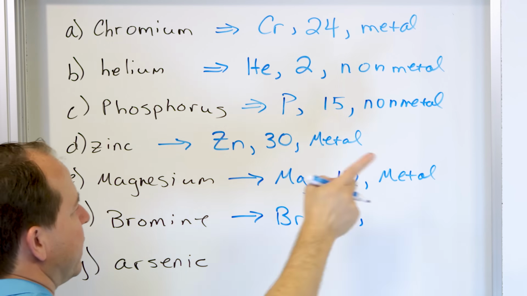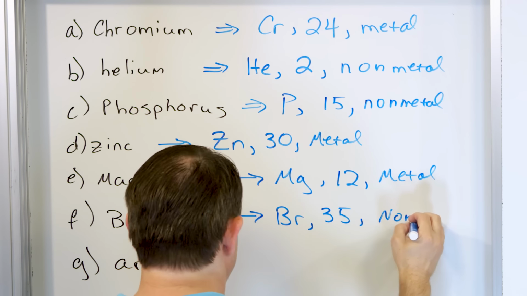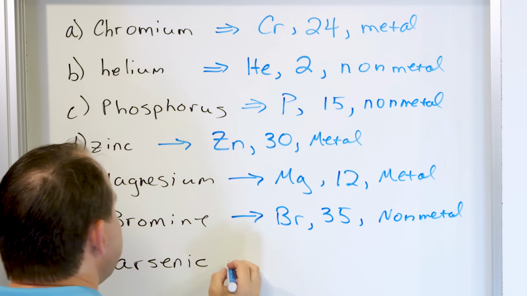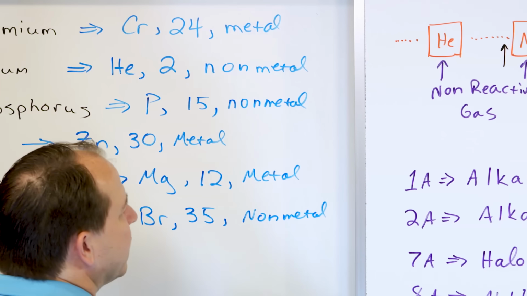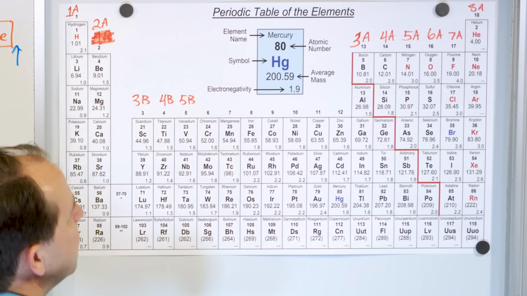Is it metal or non-metal? Everything on the right is non-metal. So that's what that is. And the last one here is arsenic. Don't want to eat any arsenic. It's poison. So where is arsenic?